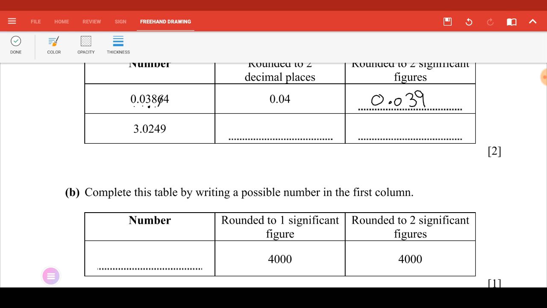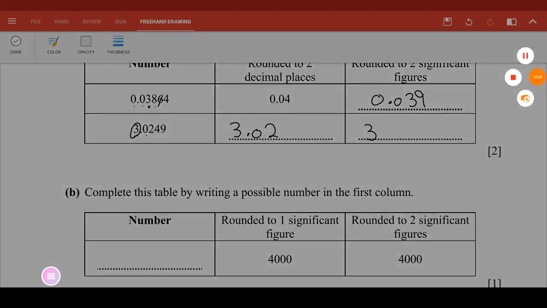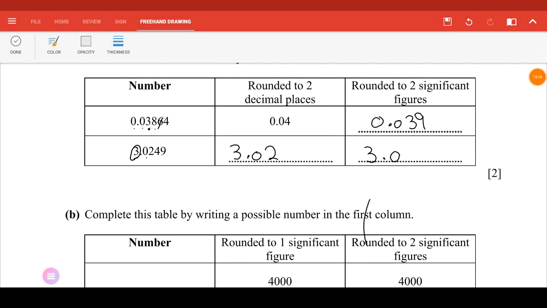Okay, rounded to 2 decimal places, 3.02. For 2 significant figures, it is 3, the first one, and now we can count the 0 because we didn't start with the 0 from the left. The last one will be 3.0, and you should write the 0 because it needs 2 significant figures.